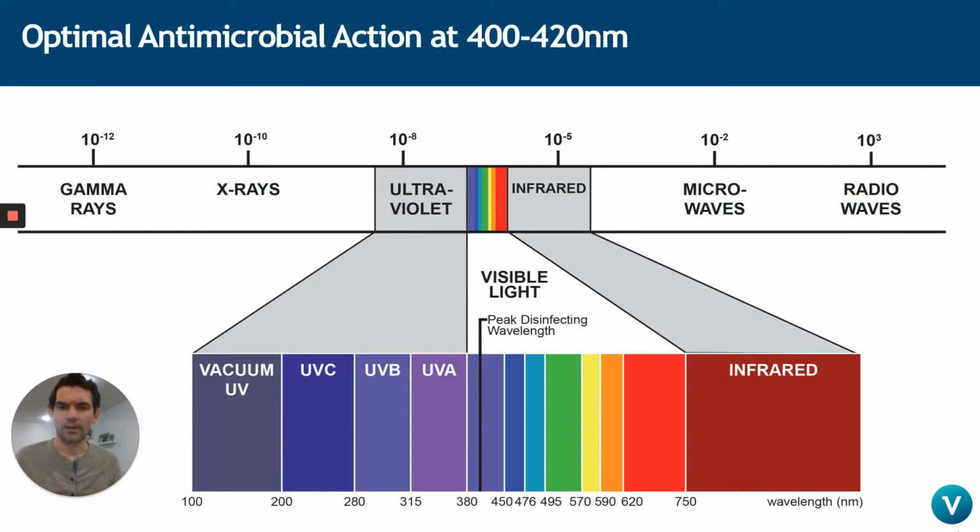Looking a bit closer at the spectrum, VitalVio's technology falls between 400 and 420 nanometers. So as you can see, we are outside of the ultraviolet space, which ends at about 380 nanometers.